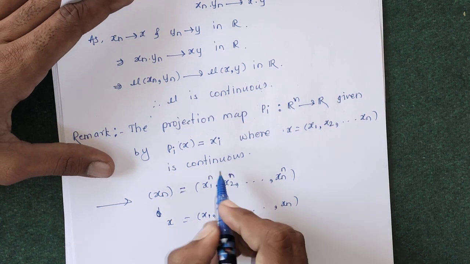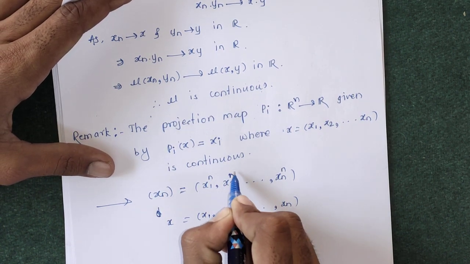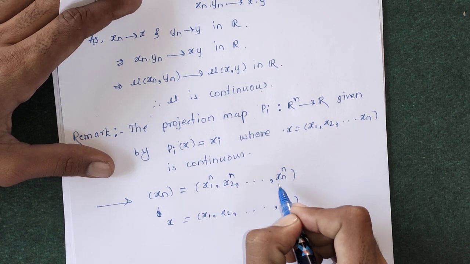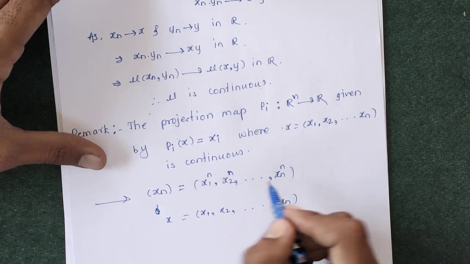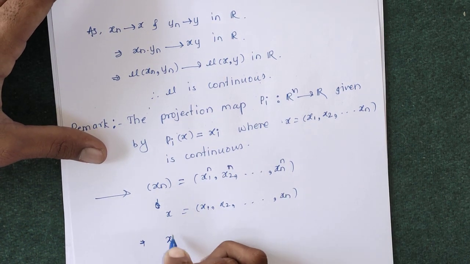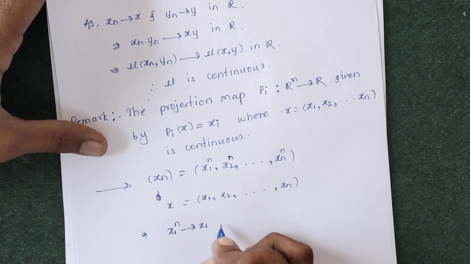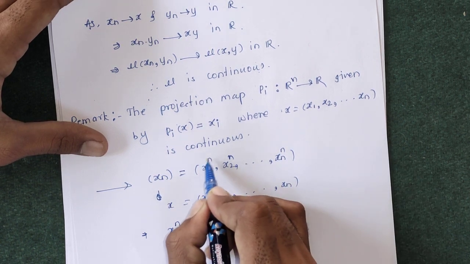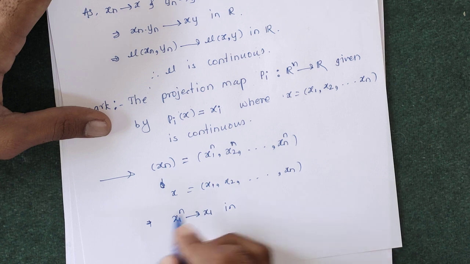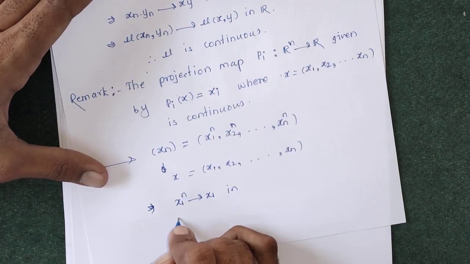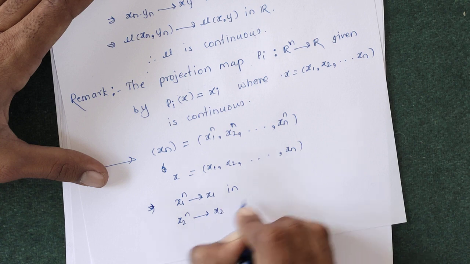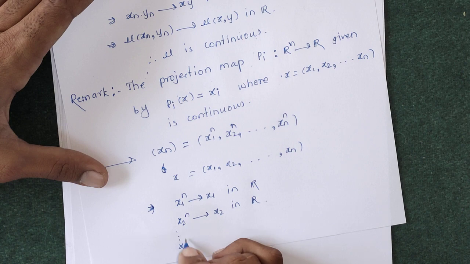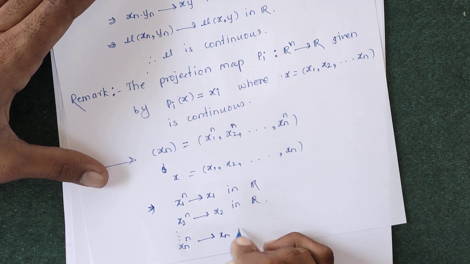Now, this sequence xn converges to x means the first element x1 raised to n converges to x1, x2 raised to n converges to x2, and similarly xn raised to n converges to xn. This is by using the definition of the product metric space. So this implies x1 raised to n converges to x1 in R. These elements are real numbers, so x1 raised to n converges to x1, x2 raised to n converges to x2 in R. Similarly, the nth element of this sequence again converges to xn in R.